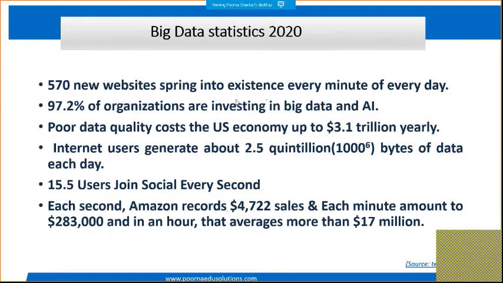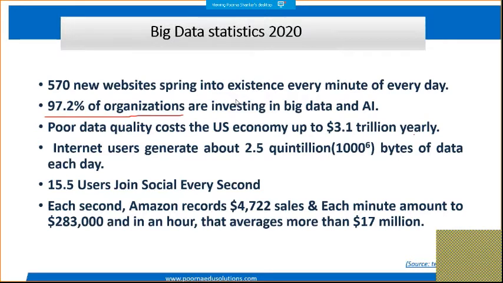Now, 570 new websites are springing up every minute. New websites, 570. 97% of organizations are investing in big data and artificial intelligence. That was a prime reason for us to take this topic, big data. Why big data? Because it has a future. At least for a decade, we can see big data will be available in the market, and the trend is continuing, rather escalating, because 97% of organizations are investing.